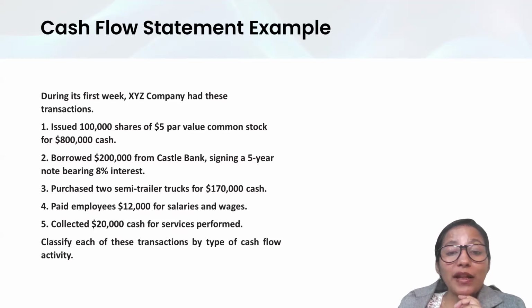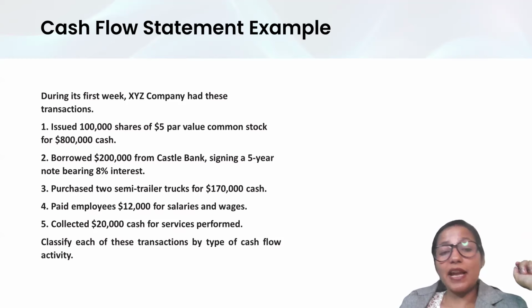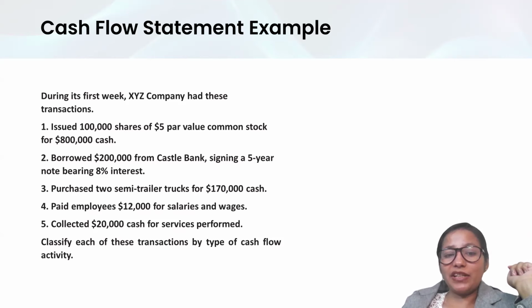Paid employee $12,000 in salary and wages. Who do we pay? Employees, which is generally an operating-related activity, so payment of employee salary and wages comes under operating activities. Collected $20,000 cash for service performed. It is an operation-related service we are doing and collecting the money, so operating activity. Okay, we are finishing here today.